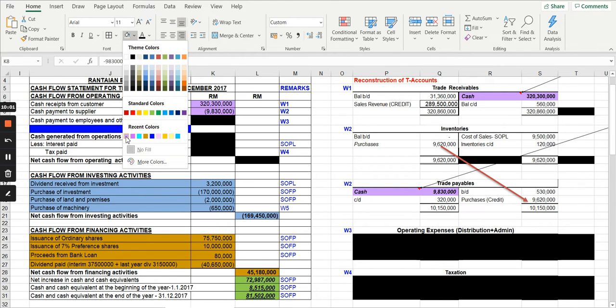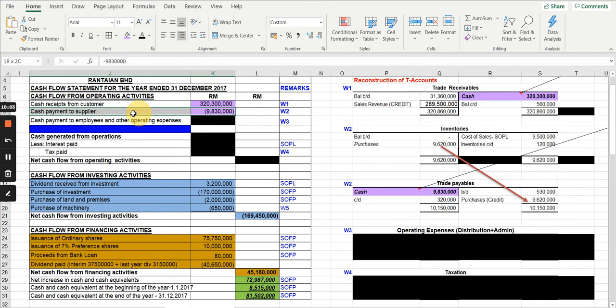And we have already found out our 2 items, right? We're going to find 3 more things, which is cash payment to employees and other operating expenses, the interest paid and tax paid. We'll go to our next part, which is cash payment to employees and other operating expenses. So go and set up your operating expenses T account.